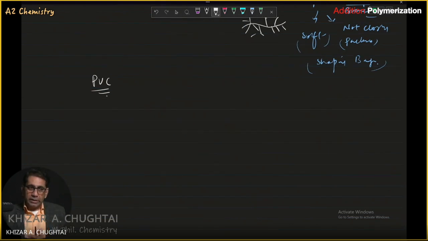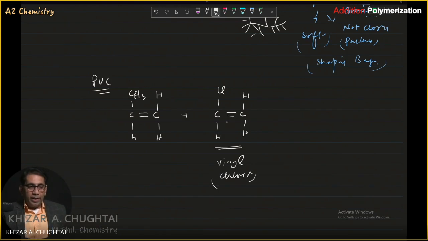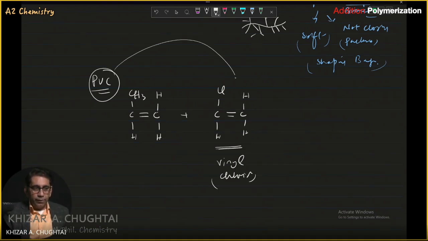If different monomers are combined together, one is propene. I'm writing CH3 above, H below, C, H over here, 1H over here. Propene plus chloroethane, I'm sorry, chloroethane. Its common name is vinyl chloride. So these two can meet together, just vinyl chloride meeting with itself, with the same.